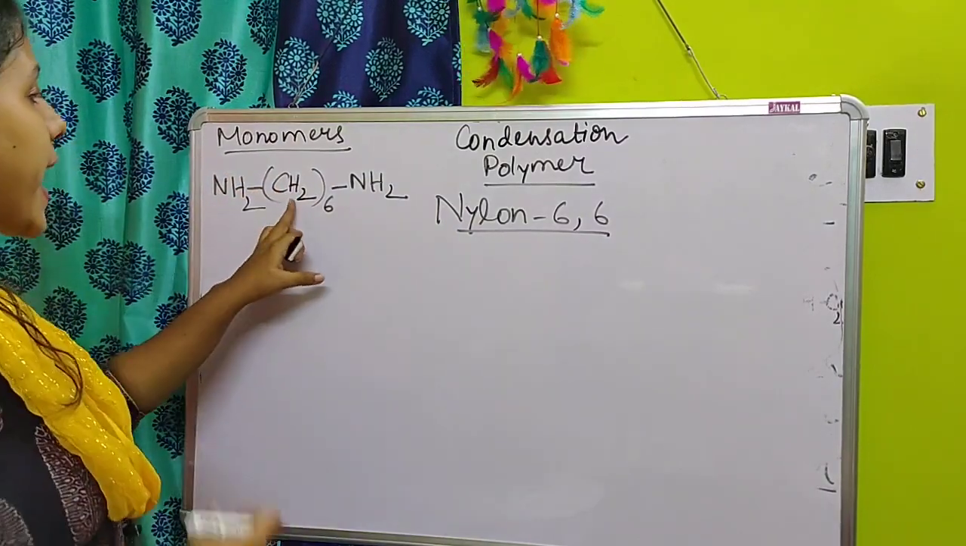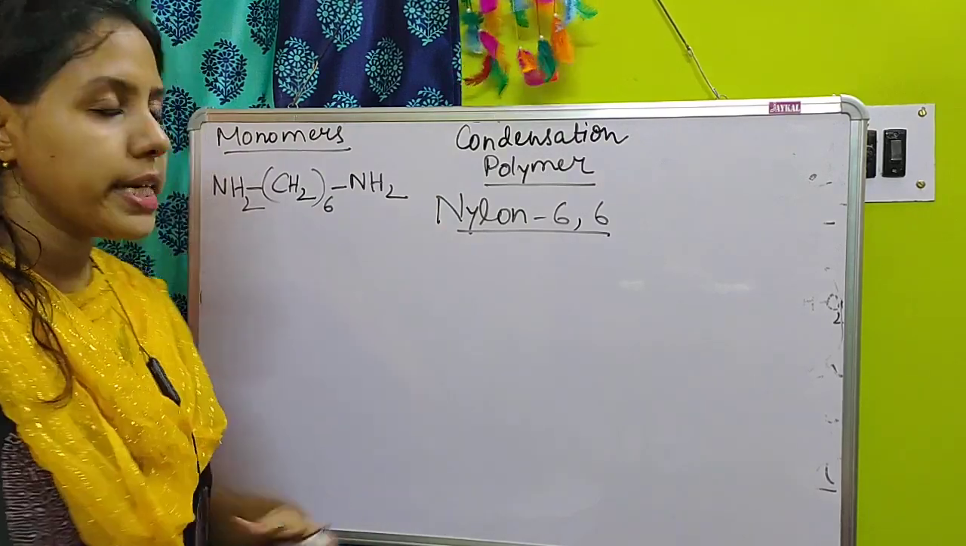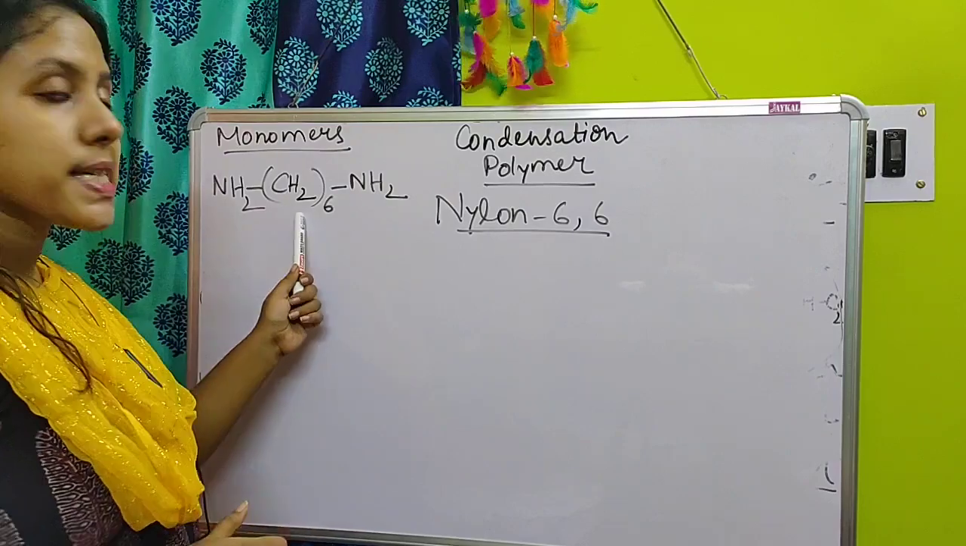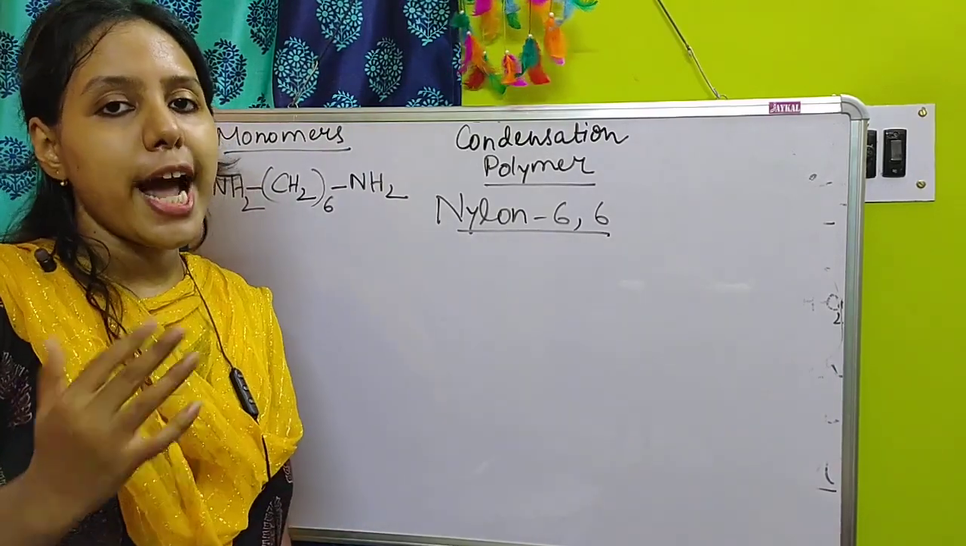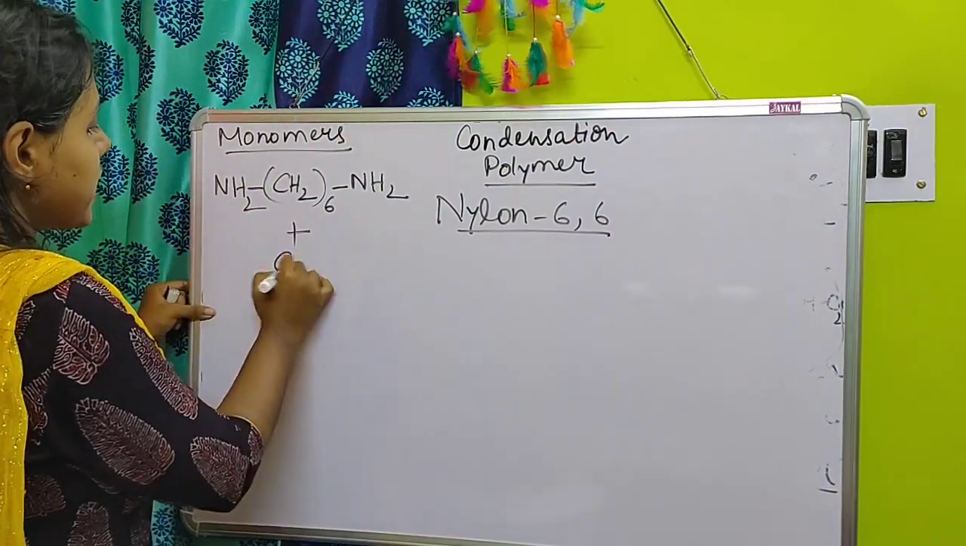Okay, this is hexamethylene, CH2. The name of CH2 is methylene. How many methylene are there? 6. Therefore it is called hexamethylene. On both sides there are 2 NH2 groups, so therefore diamine. Hexamethylene diamine plus adipic acid.